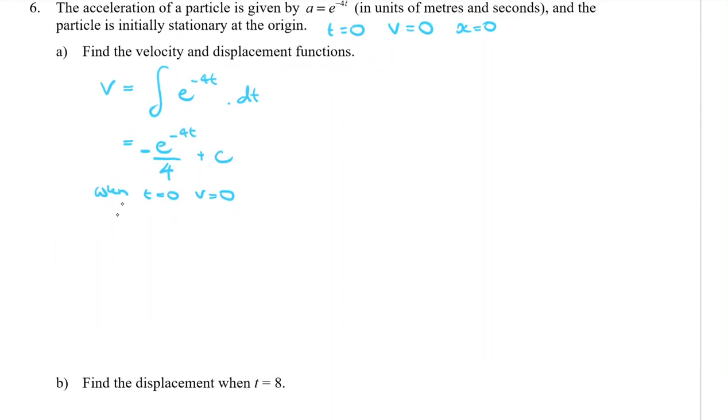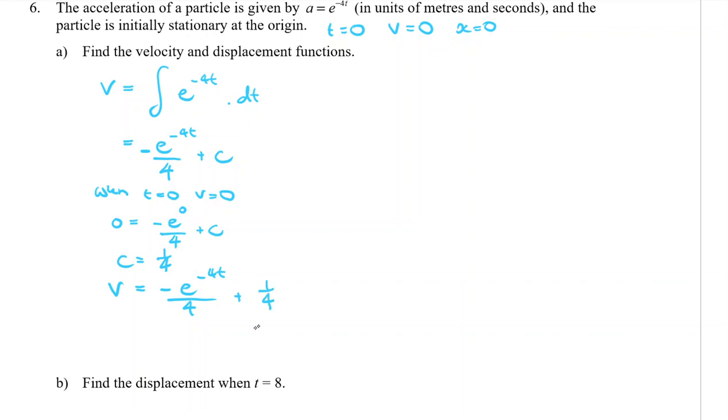So 0 equals negative e to the 4 times 0, which is still 0, over 4. What does that equal? A negative quarter. So move it across to the other side and it will become a positive quarter. Can we do that in one move? Sure. So our velocity equation is negative e to the negative 4t over 4 plus a quarter.